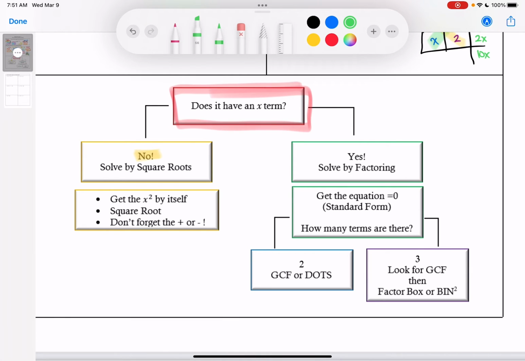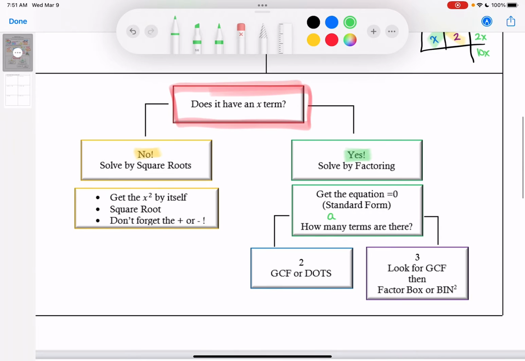If you have an x term, does it have an x term? And the answer is yes, then you have to use factoring. So make sure the first step in solving by factoring is to get the equation to equal 0, or in other words, put it into standard form. And again, remember, standard form is ax squared plus bx plus c equals 0. That's what standard form is.